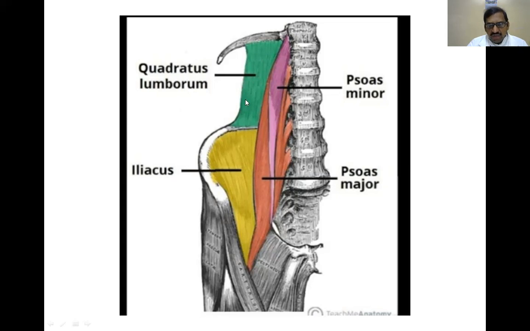Okay, these are the structures. Next, this is the quadratus lumborum muscle. It takes origin from the iliac crest, and it gets inserted into the lower border of the 12th rib. Okay, this is the iliacus muscle.